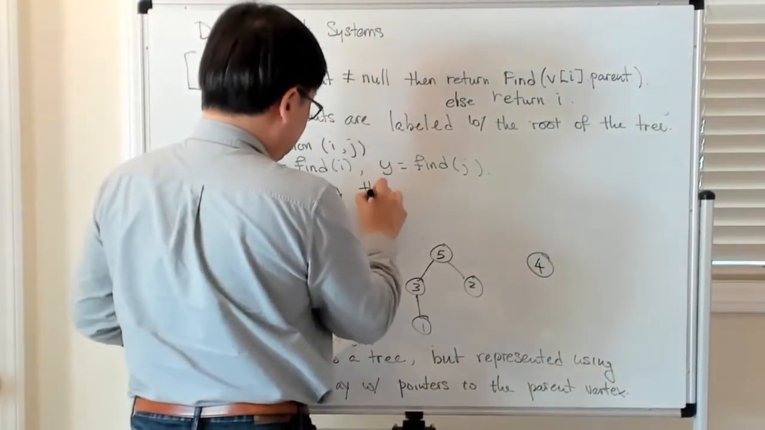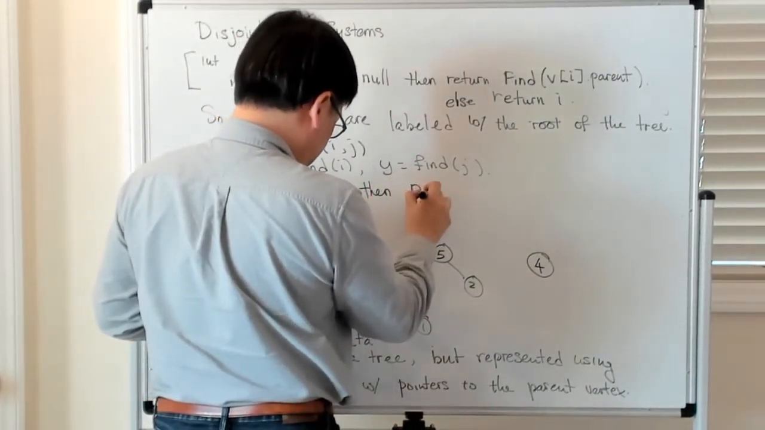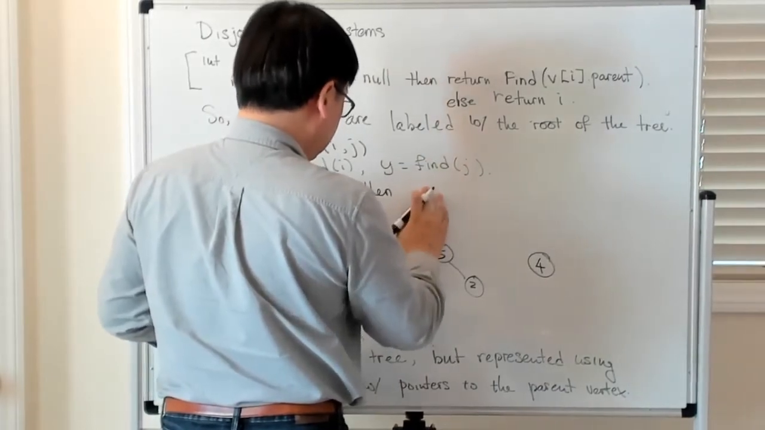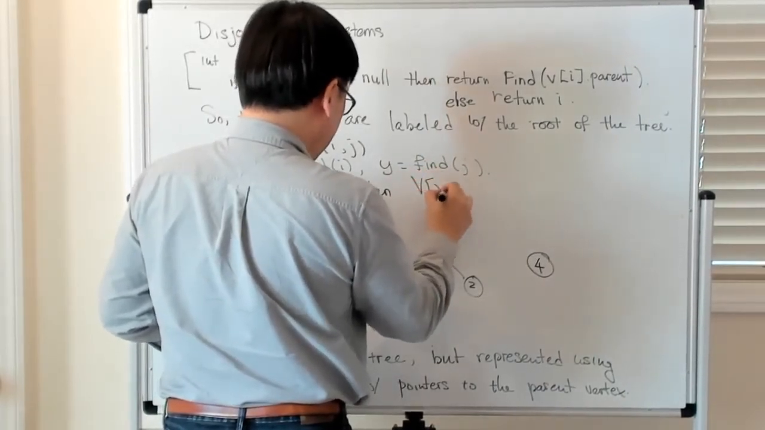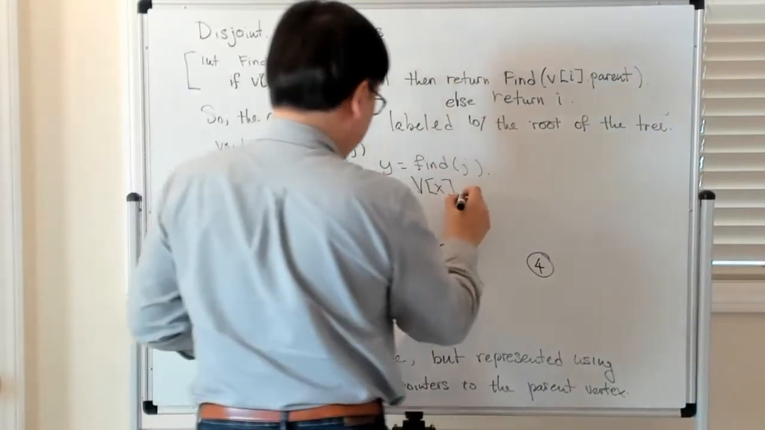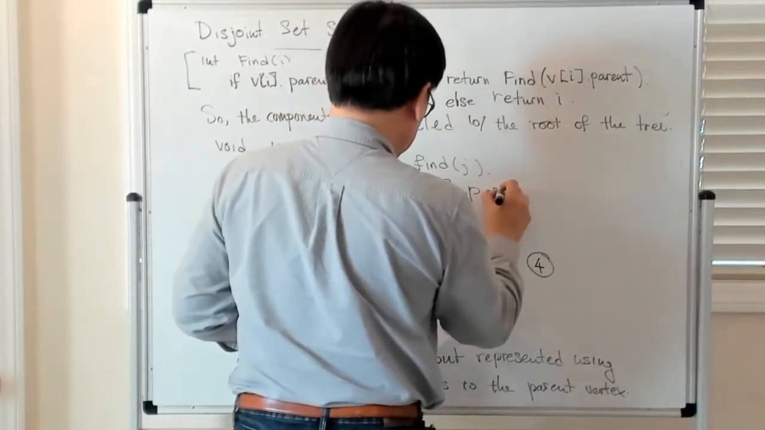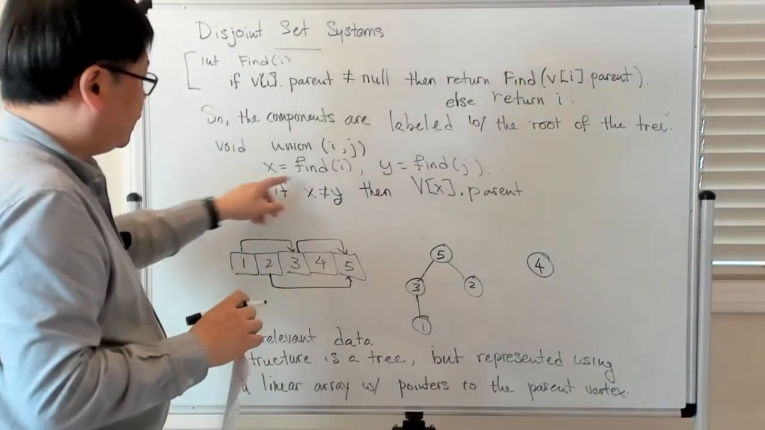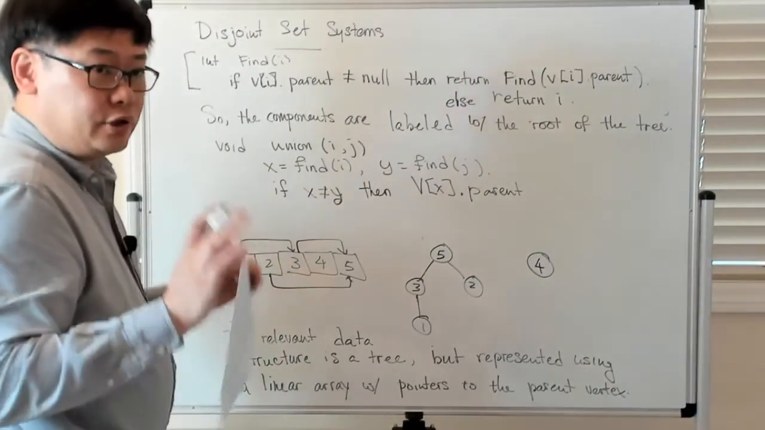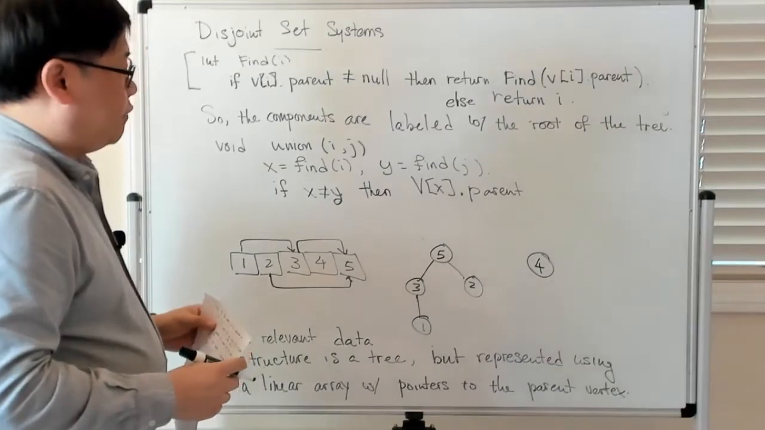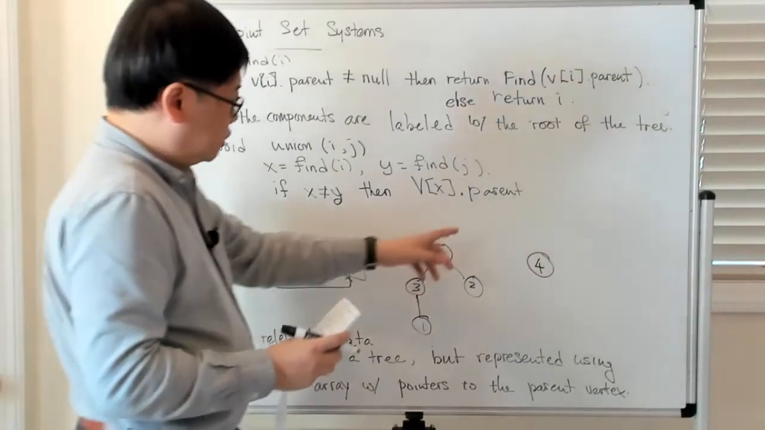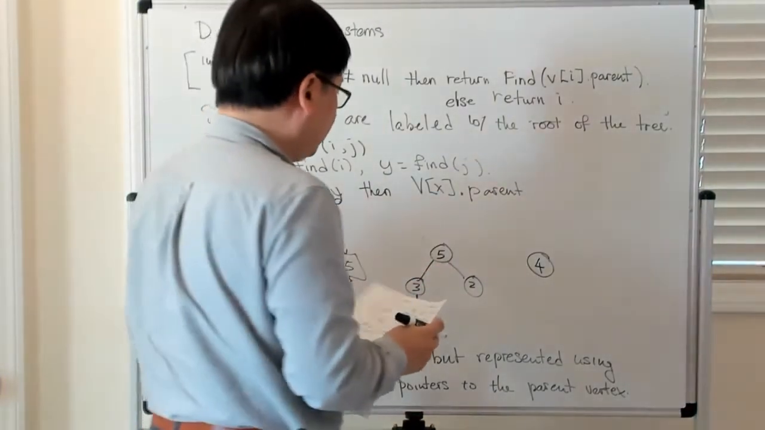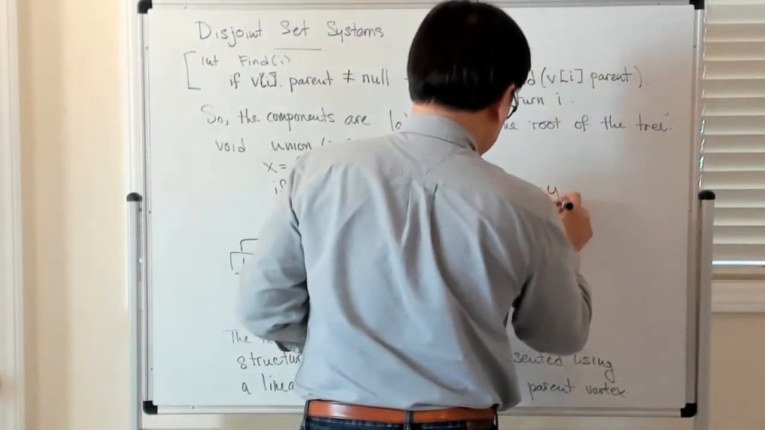Then I can let x.parent, which was originally null because both x and y are by definition roots, so they have null parents, be redefined as the root of the other, y.